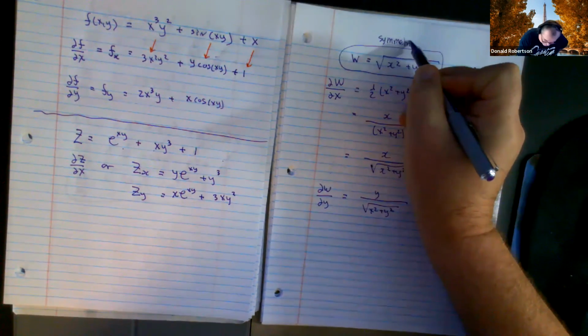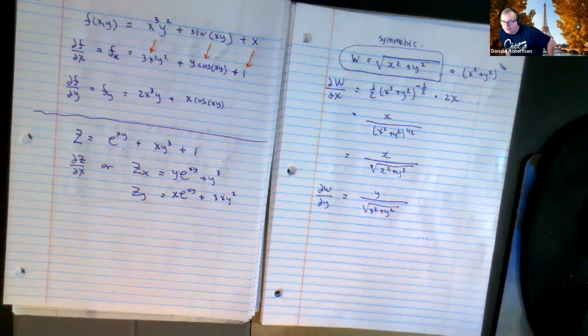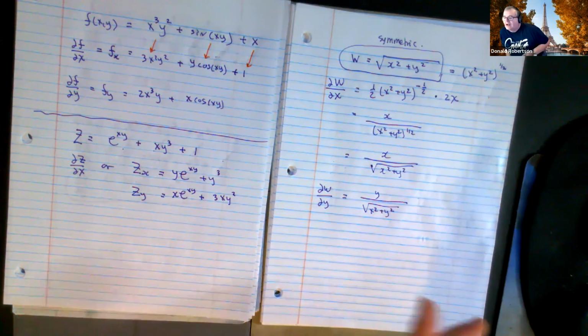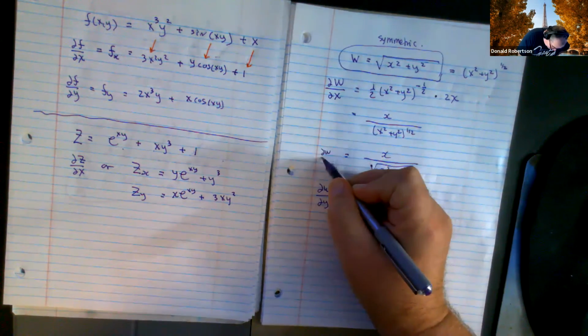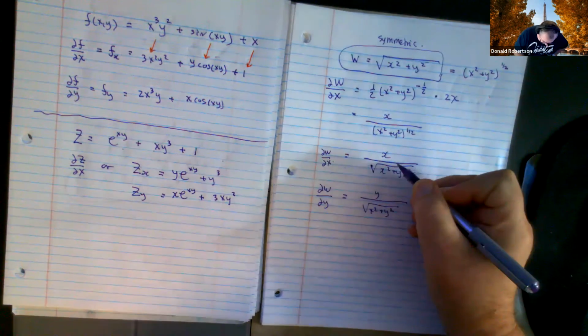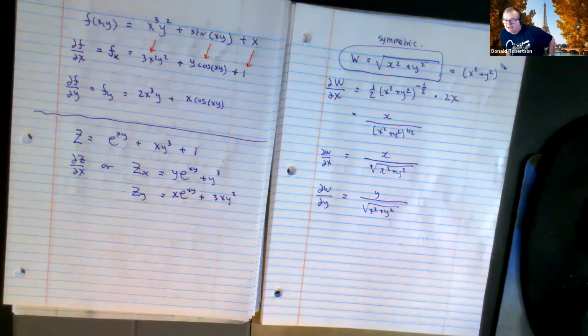A symmetric function is one in which the two variables could be switched and the equation would still be the same. Would you agree if I made the x a y and the y an x, wouldn't that be the same expression? Right. That's an example of what we call a symmetric function. If you have a symmetric function, then the two partial derivatives won't be exactly the same, but they will be related.